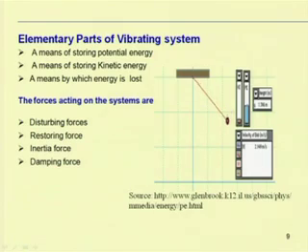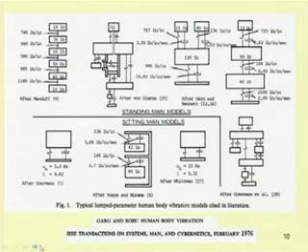So, in the last class you have seen for this vibrating system, this simple pendulum, in which the kinetic energy is converted to potential energy and vice versa. So, the total energy of the system remains constant. So, by using this energy based principle also, we can derive the equation of motion.